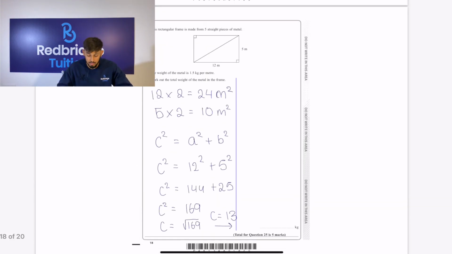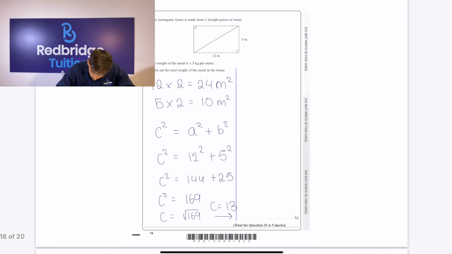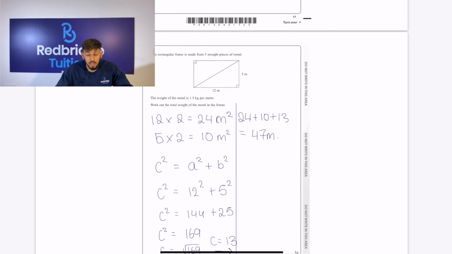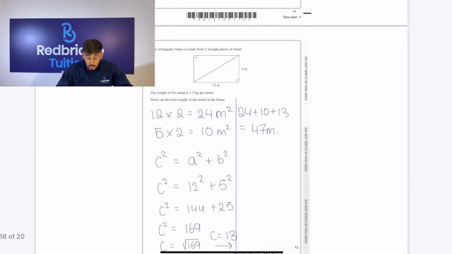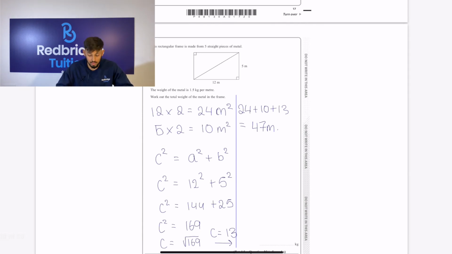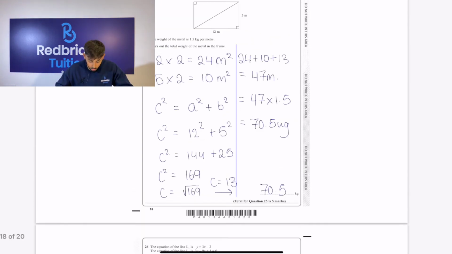Now, to work out the total length of the frames, we add 24, 10, and 13. This gives us a total length of 47 meters. If we refer back to the question, it has told us that the weight of the metal is 1.5 kilograms per meter. We have a total of 47 meters. So to work out the total weight of the metal frame, we have to times 47 by 1.5. This gives us a value of 70.5 kilograms, which is our final answer. That completes question number 25.